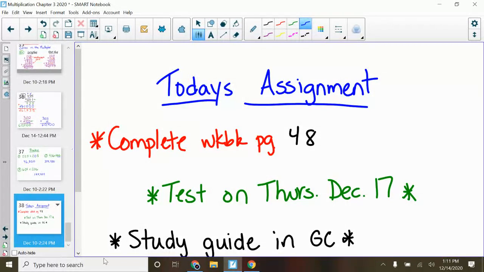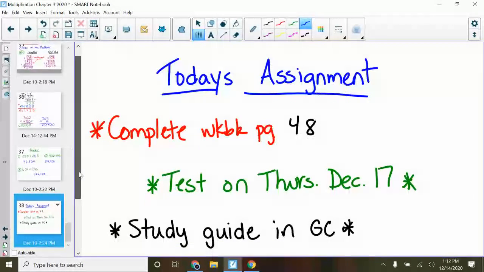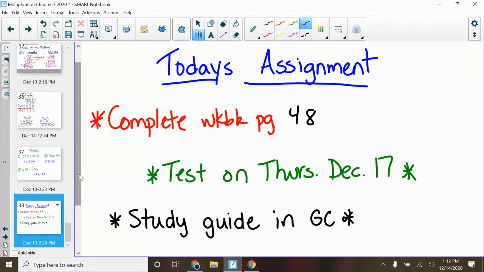Don't forget, you have a test on Thursday, December the 17th. There should be a study guide in your Google Classroom, hopefully by today, for you to use as review and practice for your upcoming test. And just a reminder, there are no IXL minutes due this week. You have an off Christmas week. You don't have to worry about doing any IXL.